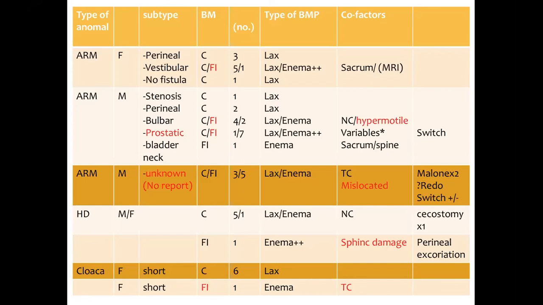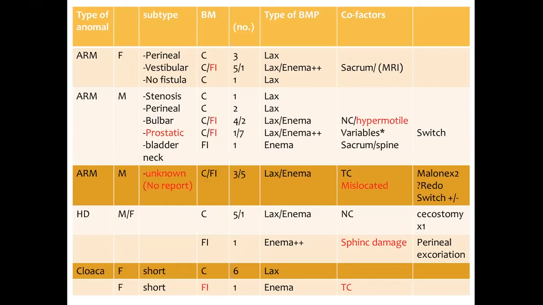So I selected some patients to present. Those are patients who have been through the bowel management program. We'll start with the first group, the anorectal malformation girls. We have those with perineal, vestibular, and no fistula. All of them come with constipation and are managed with laxatives. Only one I had in this group, which is vestibular, presented with fecal incontinence and is managed with enemas and loperamide, and this is because of her sacrum.